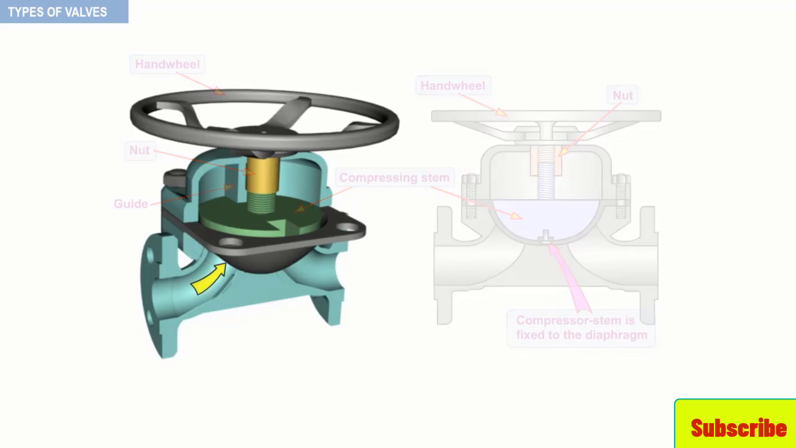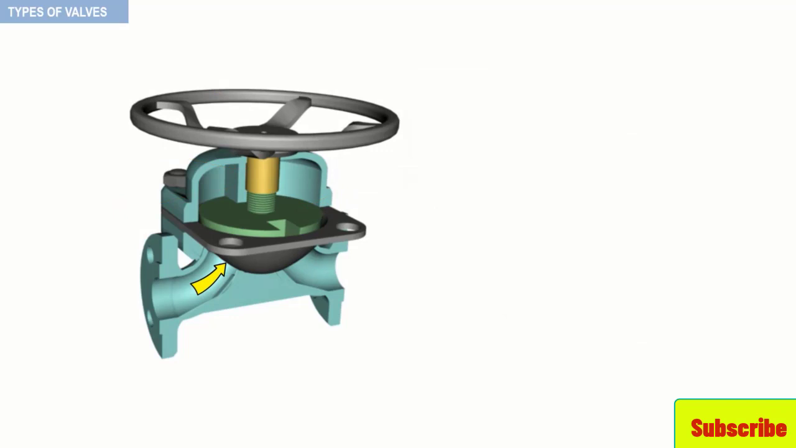Now, the figure that you can see here shows the closed position of the valve. The compressor stem, as you can see, presses the diaphragm against the weir, therefore stopping the flow. And as shown now, when the hand wheel is rotated in the anti-clockwise direction, the compressor stem moves upwards and pulls the diaphragm along with it, therefore opening the valve.